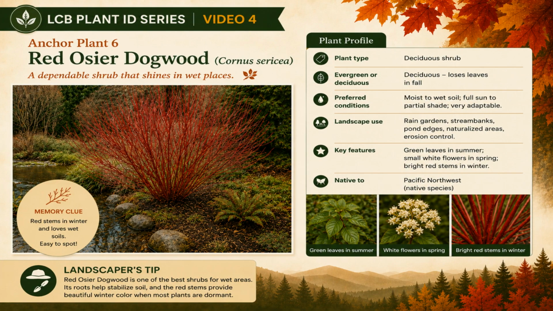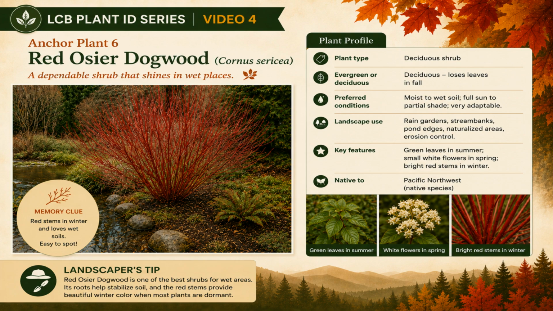Red osier dogwood is especially memorable because of its colorful stems. Its scientific name is Cornus sericea. It is a deciduous shrub that naturally grows in moist or wet environments. During the growing season, it has green leaves, but after those leaves fall, the bright red stems become its most noticeable feature. That makes red osier dogwood valuable for winter interest.